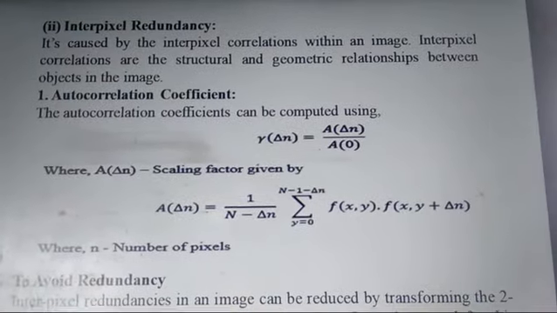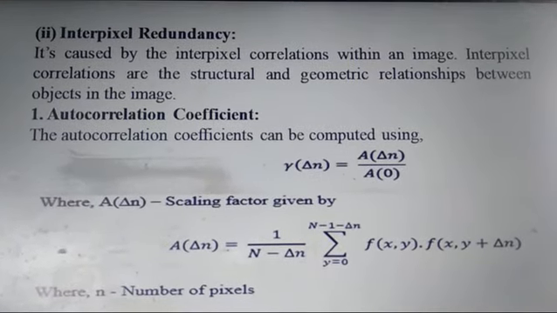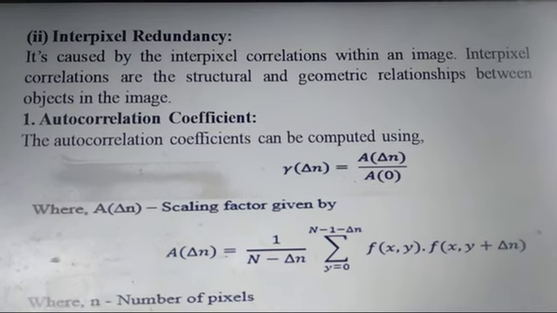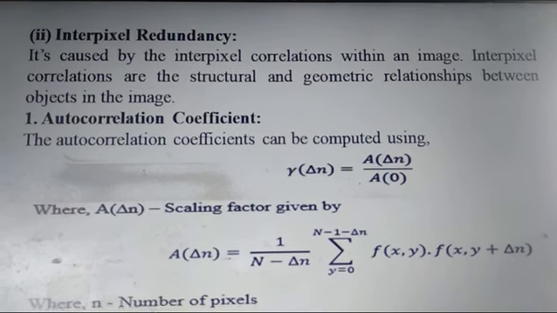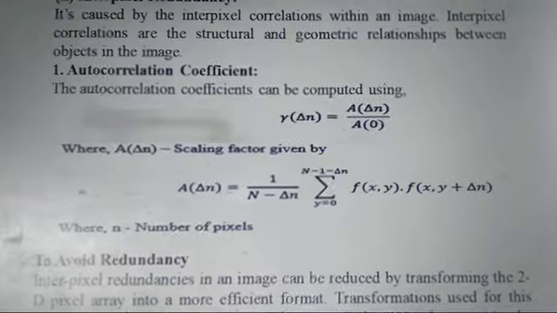Next is the interpixel redundancy. It is caused by the interpixel correlations within an image. Interpixel correlations are the structural and geometric relationships between objects in an image. In this, autocorrelation is used.